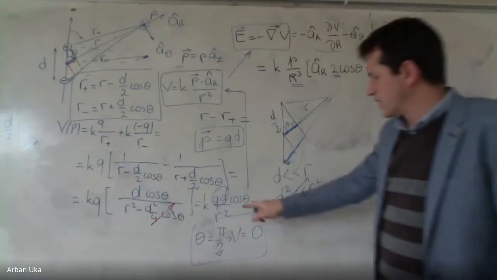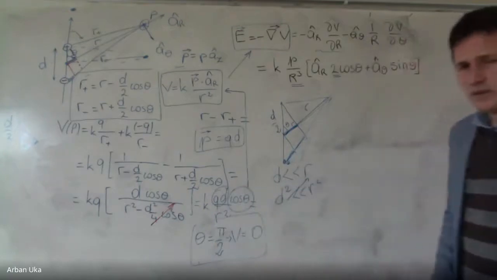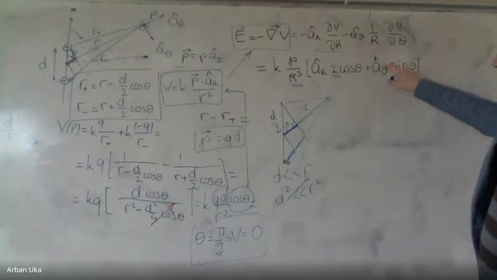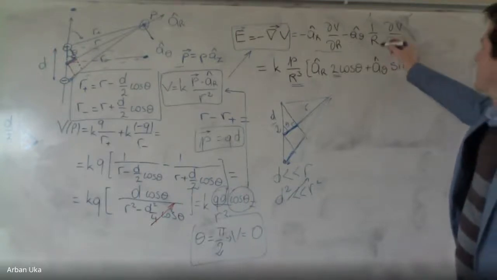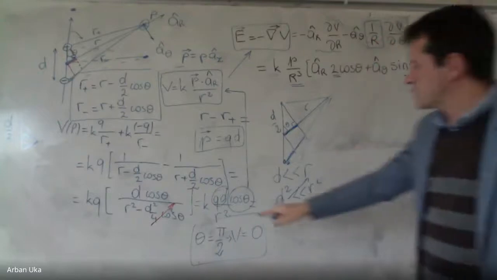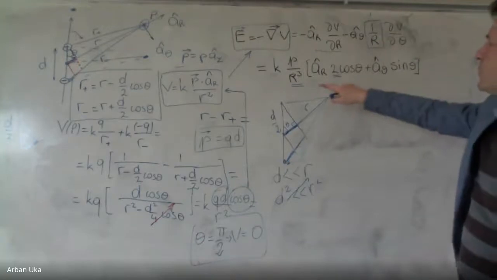So we look at this term here. What is the derivative of cosine theta? The derivative of cosine theta is minus sine. And then all the terms are the same, only that we have this extra 1 over r term. So this was 1 over r squared, plus another 1 over r, this will become 1 over r cubed.